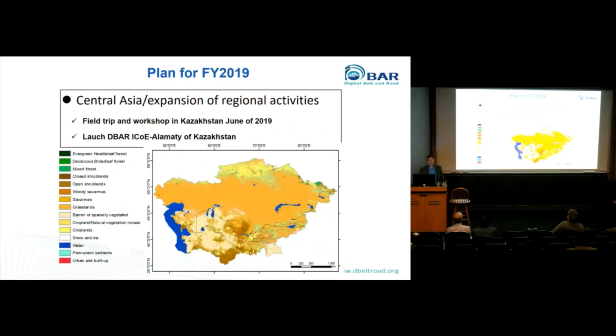And another focus of this working group was Central Asia, because it's an important part of the region, and there was a lack of activity, at least from our working group, in Central Asia and Kazakhstan. So the idea was to try to develop an international collaboration of excellence in Kazakhstan.